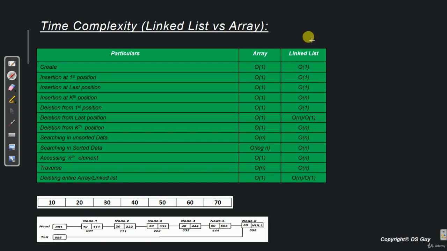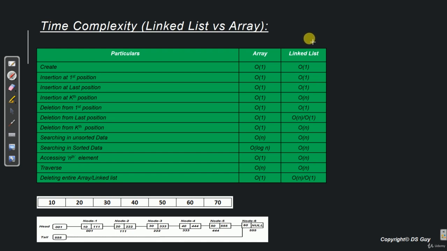Hey guys, welcome back. So till now we have learned all the four types of linked list, the operations that can be performed on them, and the time and space complexity required to perform those operations. Hope all these ideas were clear.